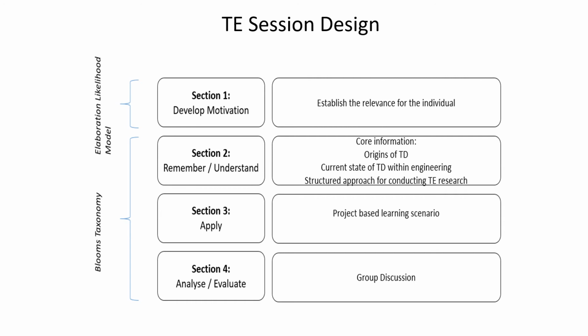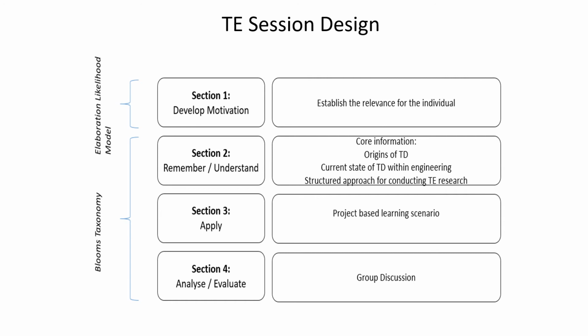Linked to the elaboration likelihood model, Section 1 aims to motivate the students to engage with the information by detailing how the section is relevant to them. That is, how it links to the course learning outcomes or how the learning will be measured within assessments.